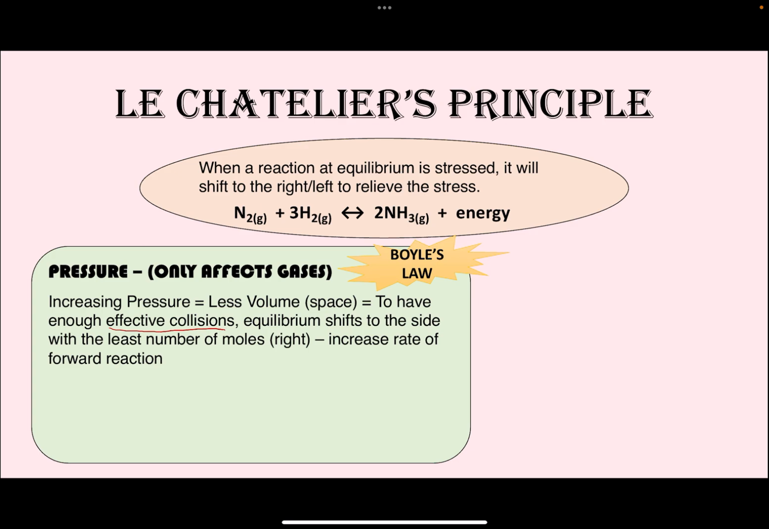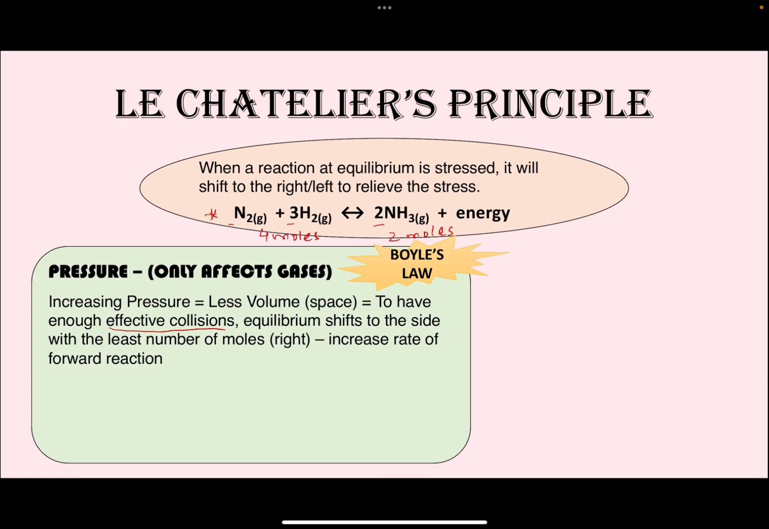moles. So in this case, for the reaction that we are given as the example, we have 1 plus 3, so 4 moles on the reactant side, and we have 2 moles in the products. So that means when we increase the pressure, the reaction is going to shift to the right towards the products. So we are going to increase the rate of the forward reaction.